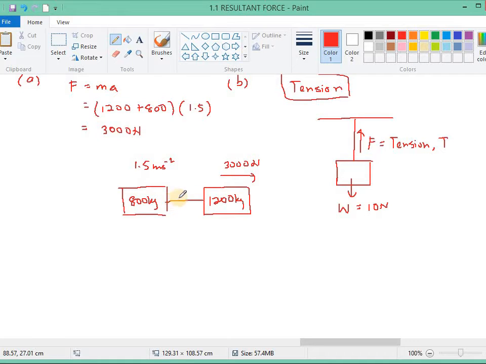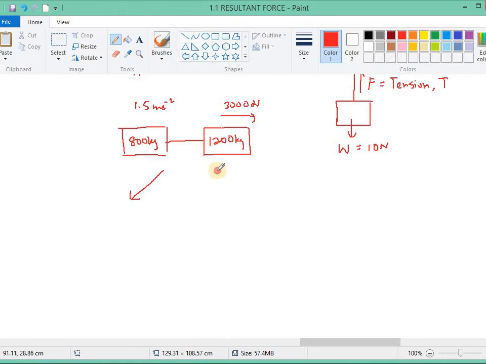This part of the 3000 newton acts on the 800 kilogram through the coupling. So when we look at this situation, we can look at the two objects separately. If we look at the 800 kilogram, the force that makes it accelerate at 1.5 meter per second squared comes from the tension, from the coupling. The symbol for tension is a capital T.